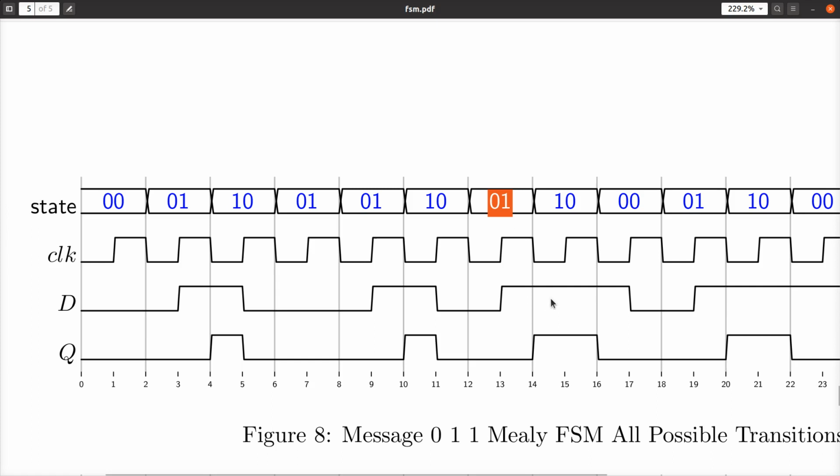Make Q high here so that if a clock ticks again while the D input is still high, I have seen a message. And like I said, Q changes in response to the current state number. So when this clock ticks right here, Q is high. Right after that clock ticks, or the edge falls, we say, then Q goes low. So at this point right here, we've seen our message.